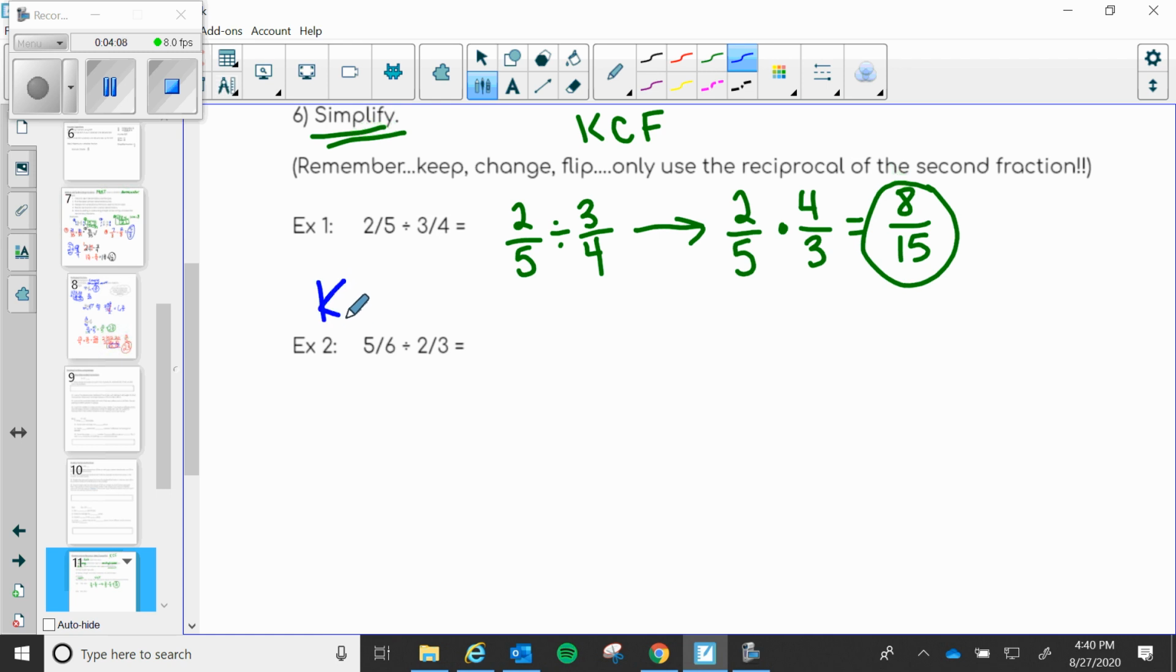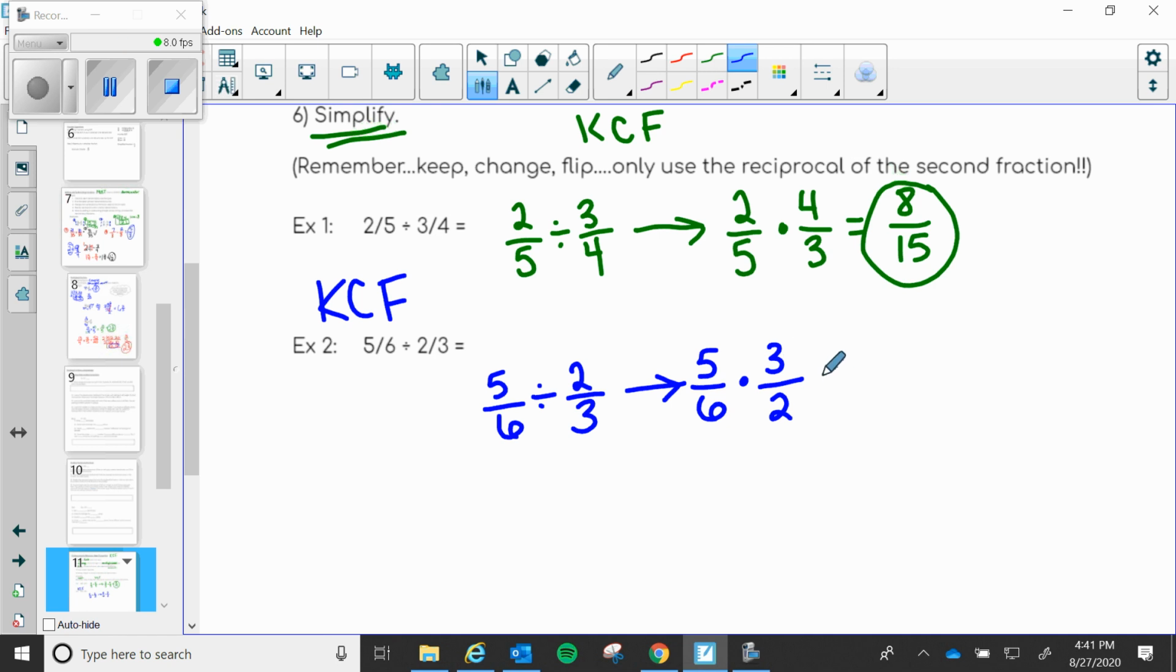We're going to do K, C, F. And then, like I said a second ago, I like to rewrite my fractions. So let's KCF it. We're going to keep 5/6. We're going to change division to multiplication. And we're going to flip or take the reciprocal of 2/3, which makes it 3/2.